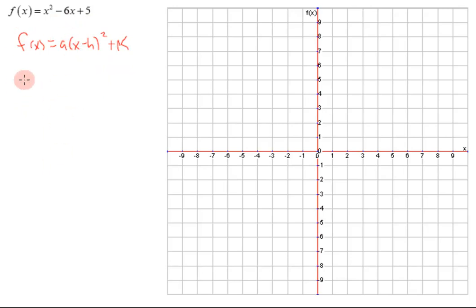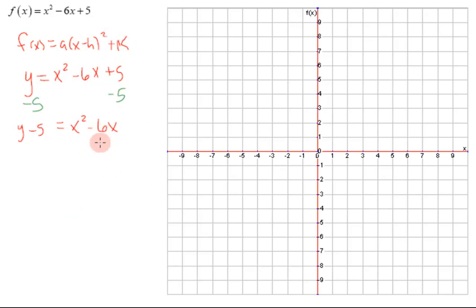So I change the f of x to a y. Alright, then what I do is I subtract a 5 from both sides. So I get y minus 5 equals x squared minus 6x. I do that because you can only complete the square on these two terms, right? Okay, so now I'm going to complete the square.